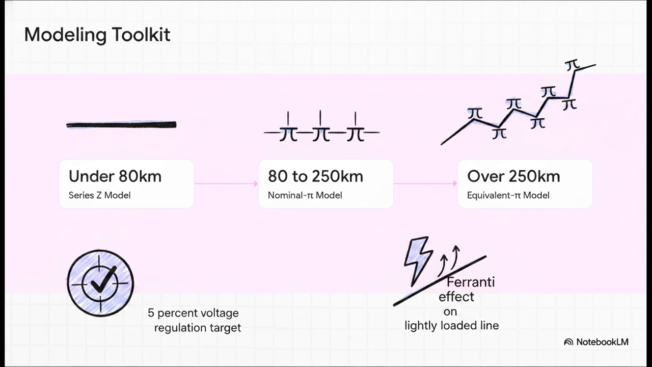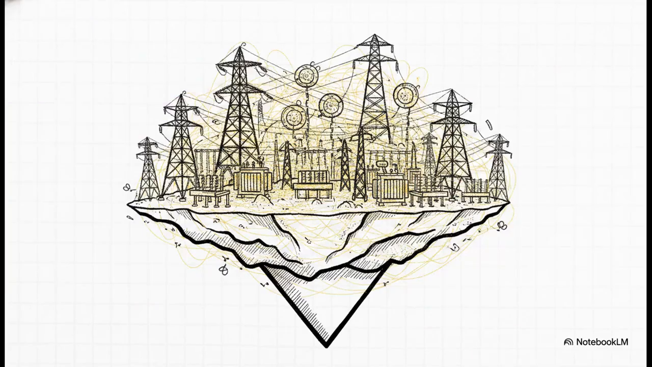So think about it. You started this explainer knowing lines were these complex, almost intimidating distributed systems. But look at your toolkit now. You've got 3 concrete, distance-based models to solve them practically. You've got the simple series impedance model for short lines, the nominal-pi model for medium lines, and the hyperbolic equivalent pi model for the long hauls. Plus, you completely understand that golden 5% regulation target, and you know exactly how to combat the sneaky Ferranti effect on lightly loaded lines. We have successfully modeled the generators, we modeled the transformers, and now we've mathematically tamed the transmission lines themselves. Every individual piece of the grid is ready.